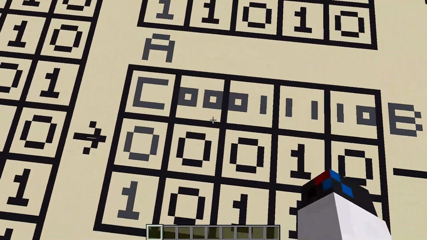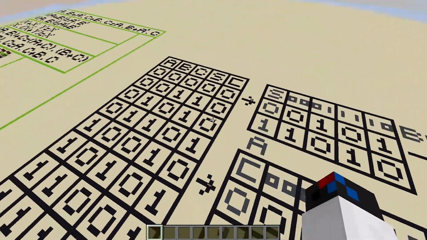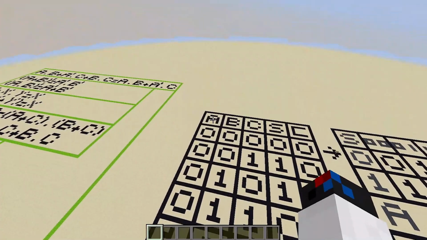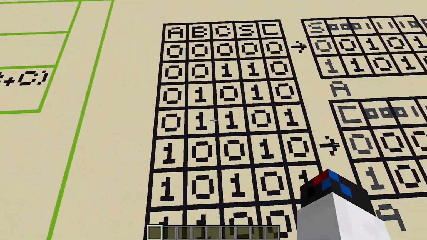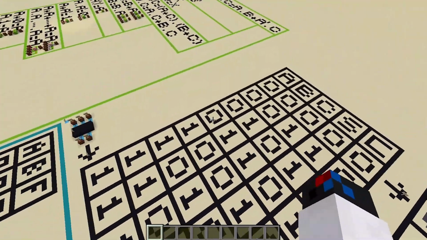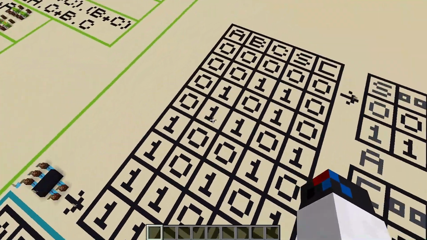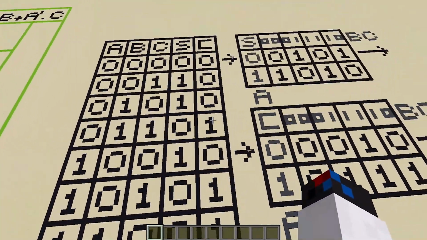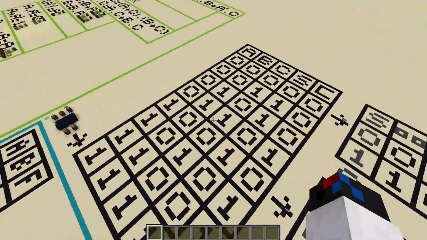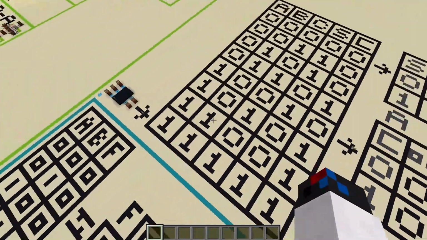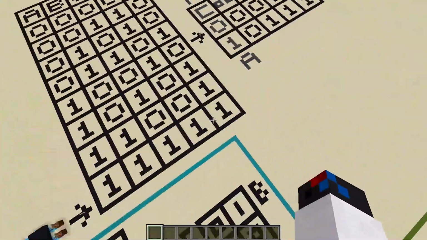Similarly for C, we do the same thing. We look at C, and then we find all of the input combinations which give C a 1. So here I can see A, B, C equals 0, 1, 1, which gives us a 1 at the carry out, and then 1, 0, 1, another 1, and then 1, 1, 0, another 1, and then 1, 1, 1.